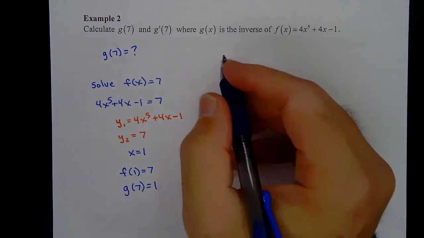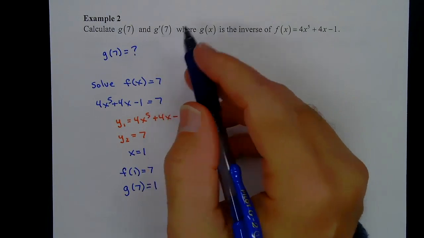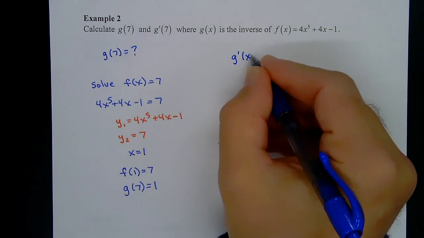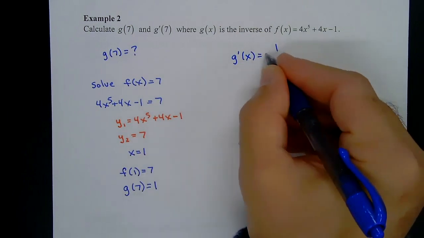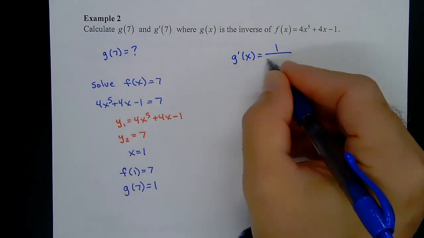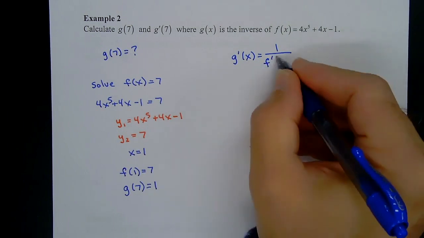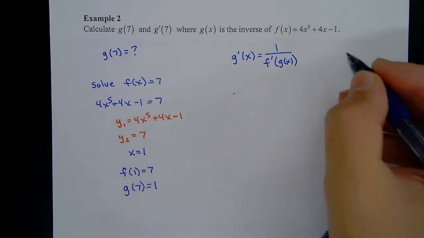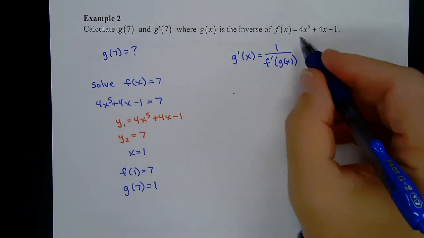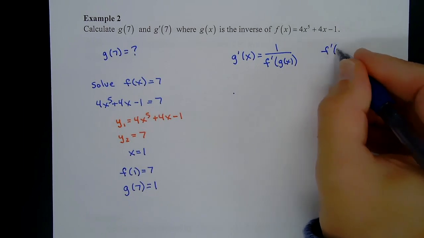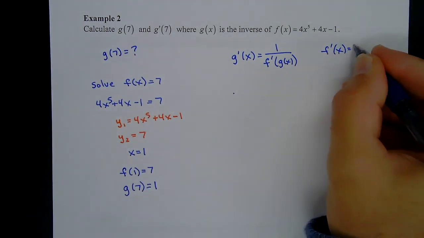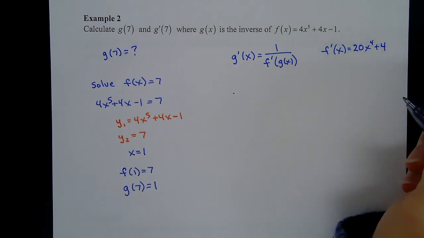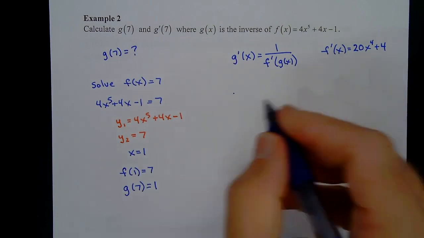All right. So now we want to find g prime of 7, right? So we know that g prime of x must equal 1 over the inverse of g, which is f prime of g of x. Okay, and we're going to need f prime, right? So let's go ahead and do it. So f prime of x will equal 20x to the 4th plus 4.